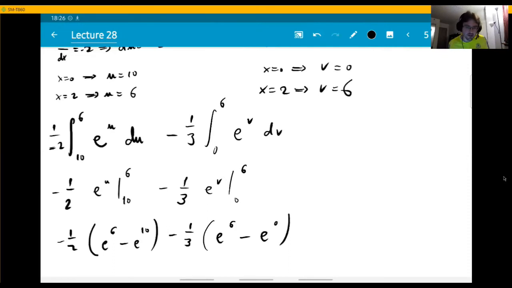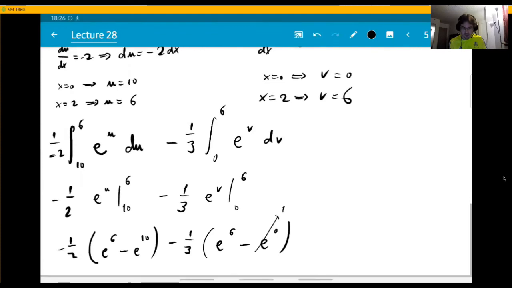I'm not going to simplify this. There's really not much that we can do other than replace e to the 0 with 1. But whatever, this is just a number. If you want to get your calculator out just to see what this is, I'm not going to do that, but just check that this is a positive number because it should represent an area. That could be a good idea to check. But all right, I'm going to move on to another problem.